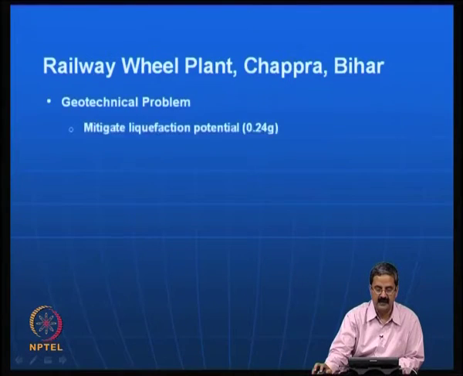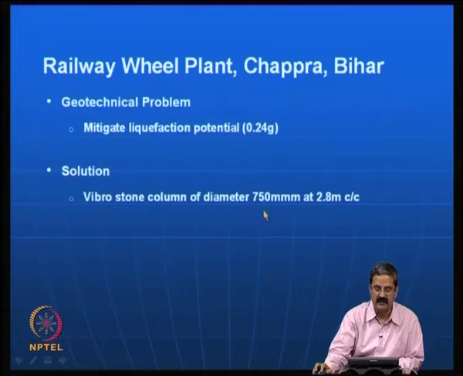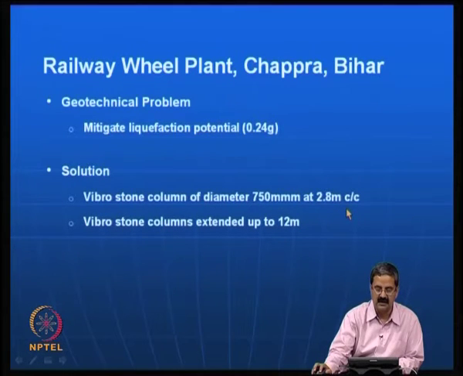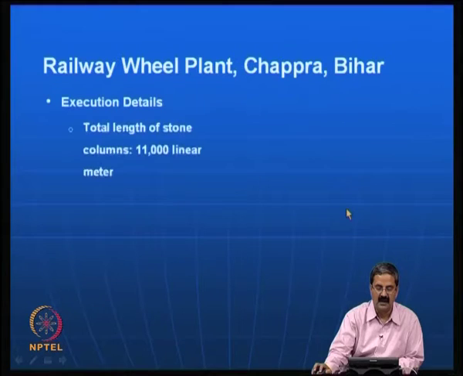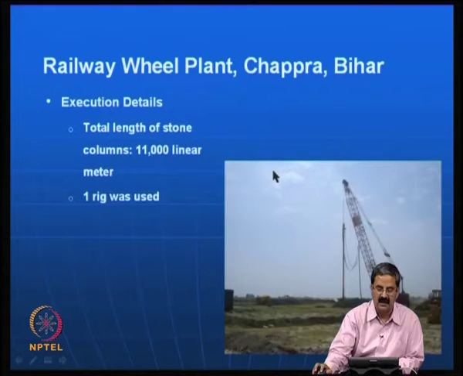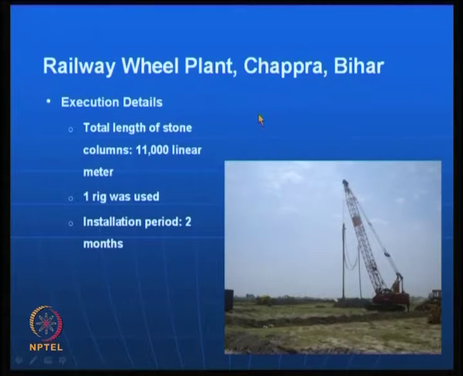And the geotechnical problem is that essentially one should provide liquefaction resistance. The solution is that they came out with 750 diameter columns at 2.8 meter center, extending up to 12 meters. The length of the stone columns used was 11,000 linear meters, and one rig was used. Of course, it must be a small project. The installation period is about 2 months.